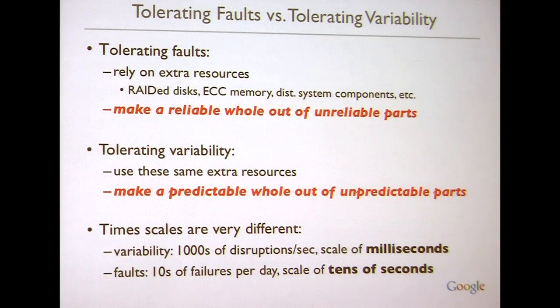So where the analogy kind of breaks down is that the timescales are quite different. For tolerating faults, where you actually have hardware failures you need to deal with, there are not very many of those per day, it's kind of tens of failures per day. The scale of recognizing and responding to those is tens of seconds, maybe a minute. Whereas for dealing with variability, you're going to get thousands of disruptions per second in a large cluster running lots of jobs. And you need to deal with them on the scale of milliseconds, because you want to deal with them while the user is actually waiting for their response for some higher level request.